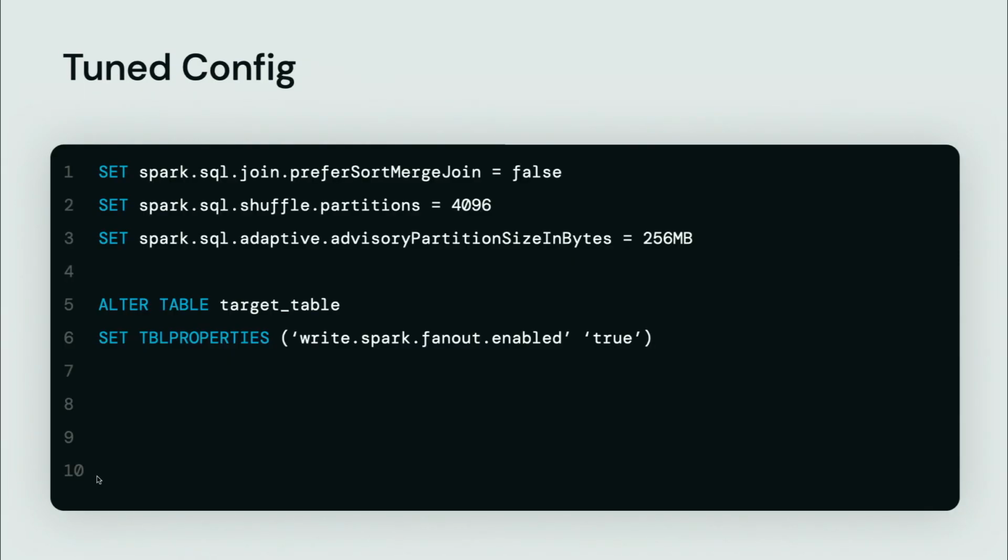Here's the summary of the config that we've talked about before, which enables shuffle hash join, tunes the parallelism, tunes AQE, and also enables fanout writers in Iceberg.